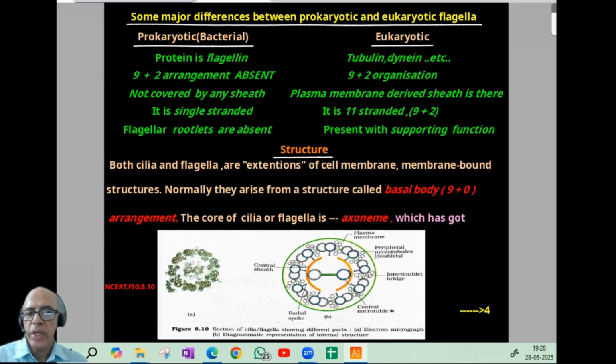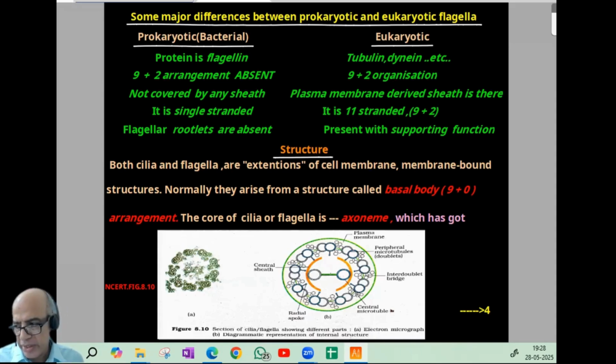Now flagellar rootlets are absent in prokaryotes, while in the eukaryote they are present with a supporting function. So some basic differences, a few, 8 or 10 are available. A few I just represented. Now comes structure. See, both the cilia and flagella are, indirectly we can say, extensions of the cell membrane or connected with the cell membrane. Membrane-bound structures. Normally, they arise from a structure called the basal body, and the arrangement is 9+0, like the centriole. So 9+0 arrangement. The core of cilia or flagella is called the axoneme.